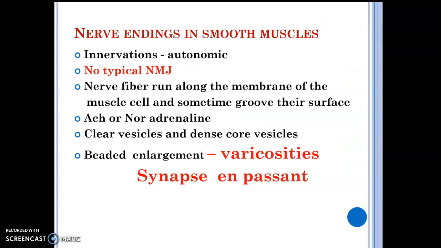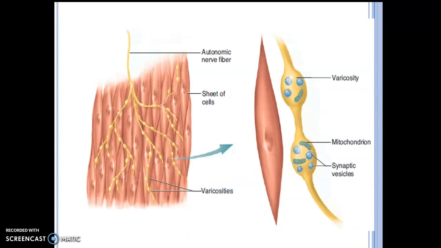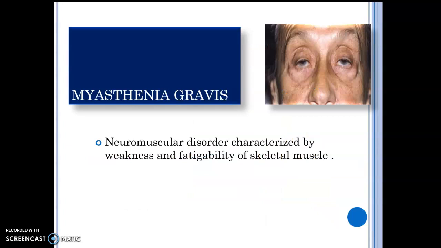The innervation of smooth muscle is of autonomic type, that is sympathetic or parasympathetic. Here we cannot see a typically well arranged neuromuscular junction. The nerve fiber will be running along the muscle membrane, and the neurotransmitter may be acetylcholine or noradrenaline. It will be stored in clear vesicles and dense core vesicles, and you can see beaded enlargements, that is varicosities. Understood? So this is the diagram showing the neuromuscular junction in the smooth muscle.